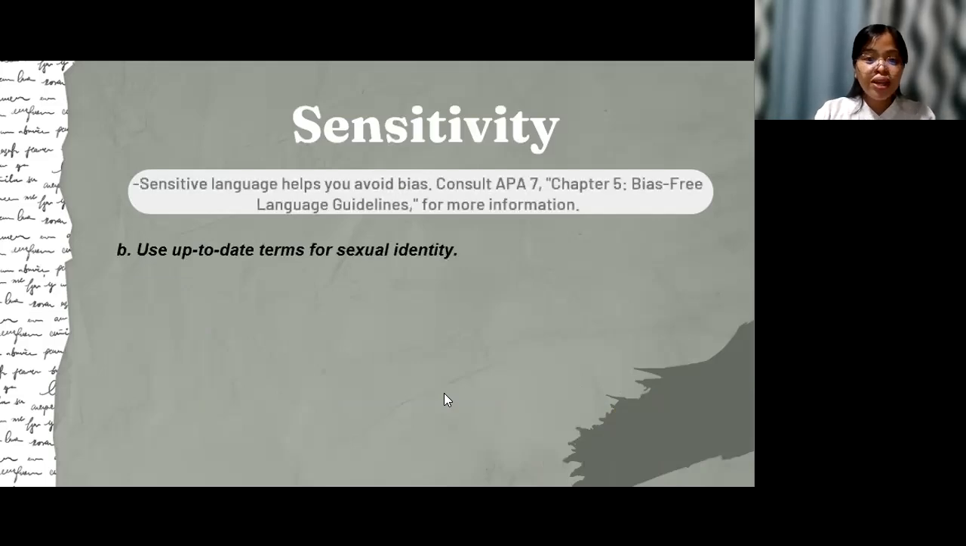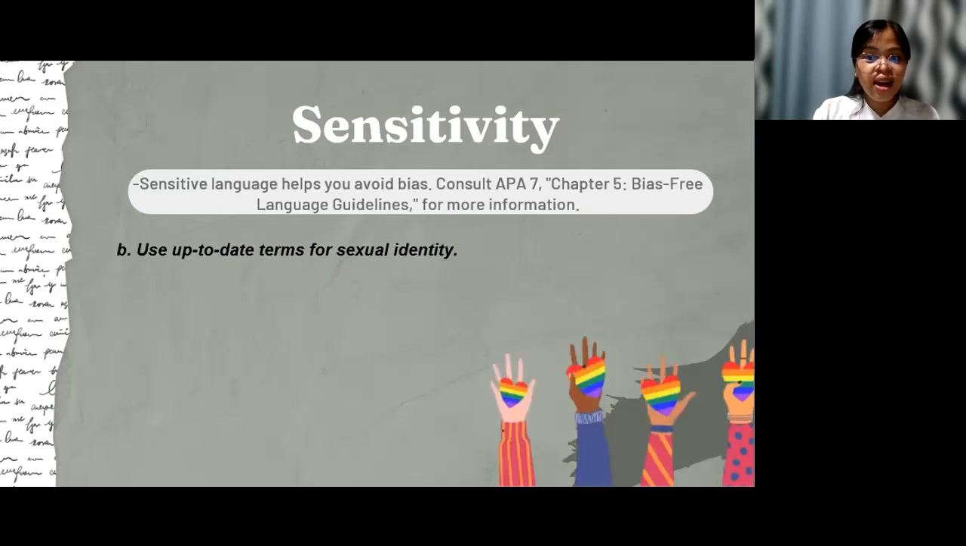Another sensitive topic: use up-to-date terms for sexual identity. This is a very sensitive topic, so listen carefully. How are we going to make it bias-free? Can you see this picture below? If you see this picture, what do you think the rainbow symbolizes? Did you say LGBT? Then you're correct.